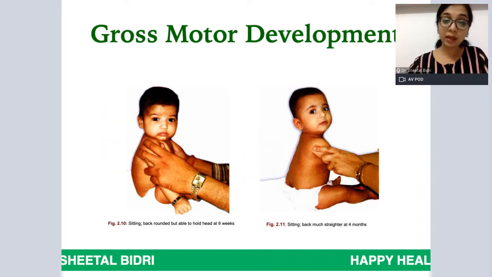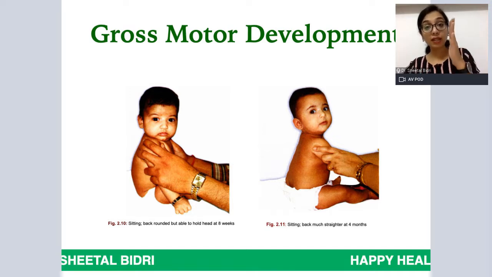And again, it depends, by 4 months there is no rounding of the back. That is, again, there is neck holding that has happened, so the child can straighten the back.